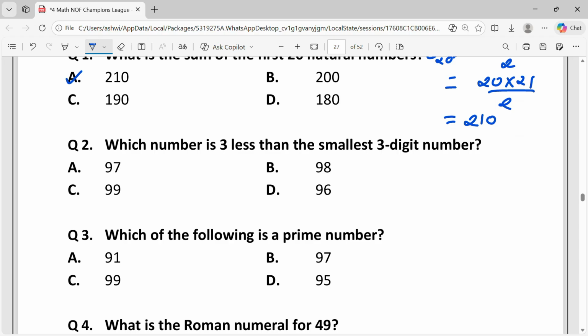Question 2. Which number is 3 less than the smallest 3-digit number? Smallest 3-digit number is 100. So 3 less than 100 is 100 minus 3, that is 97. That is option A.